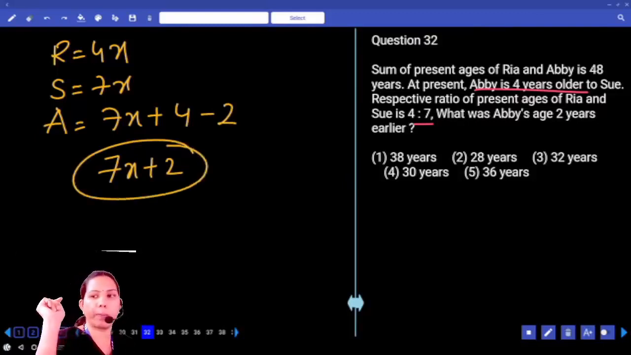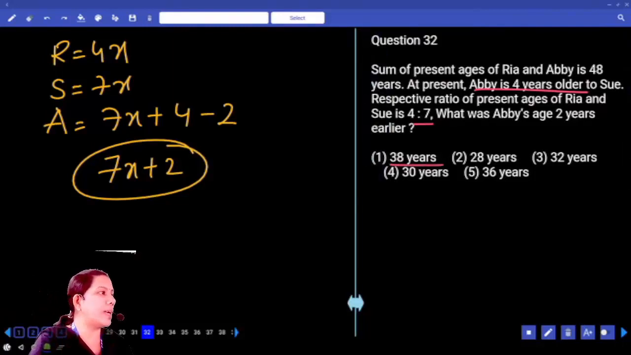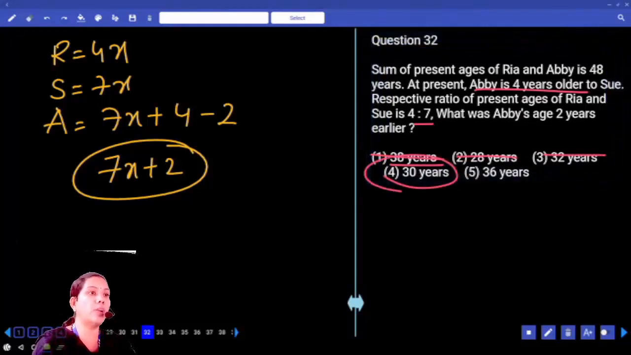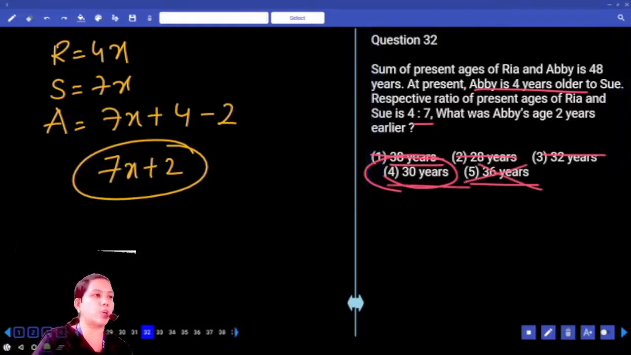What is the first option? 38. Suppose 2 is subtracted from 38, what is the remainder? Is it a multiple of 7? No. 28 minus 2 is 26, not a multiple of 7. 32 minus 2, 30, is not a multiple of 7. 30 minus 2, 28, is a multiple of 7, so maybe the 4th option. 36 minus 2, 34, is also not a multiple of 7. So the answer is only the 4th option, 30 years.